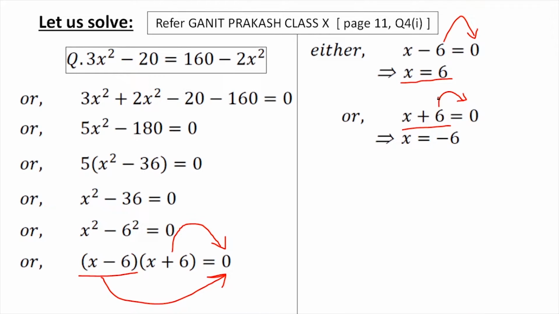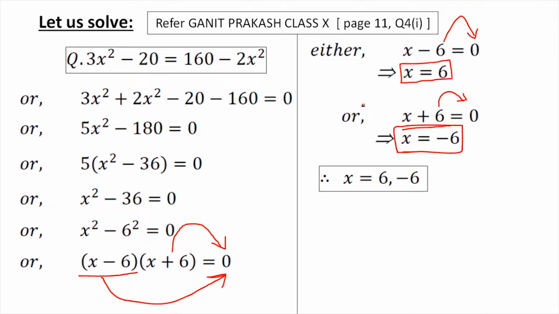So moving from left hand side to right hand side, the sign changes, so it becomes minus. So what is the value of x? The value of x is minus 6. So how many values are there for x? There are two values of x, and what are those two values? They are x equals 6 and x equals minus 6. So this is the required answer. This is how we solve a quadratic equation.